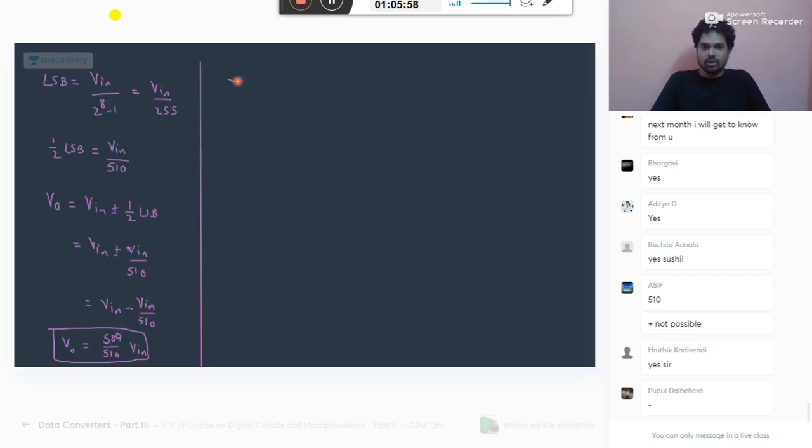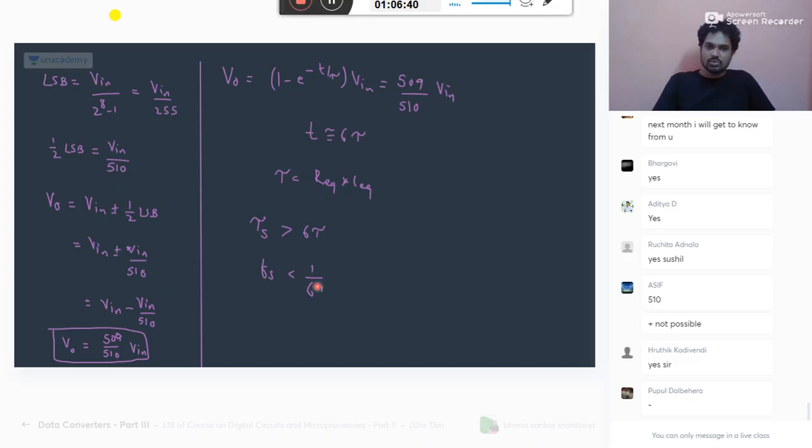So what is your V naught? It is 1 minus e power minus t by tau into V in. This must be equal to 509 by 510 into V in. This is how you need to do this problem. Then you can cancel V in, apply logarithms on both sides, and find t. It will come out as 6 tau. What is tau? It is R equivalent into C equivalent. Your Ts must be greater than 6 tau. That is, Fs must be less than 1 by 6 tau, which will come out as 1 mega sample per second, that is, 10 power 6.